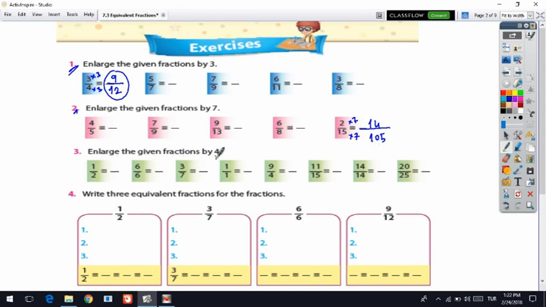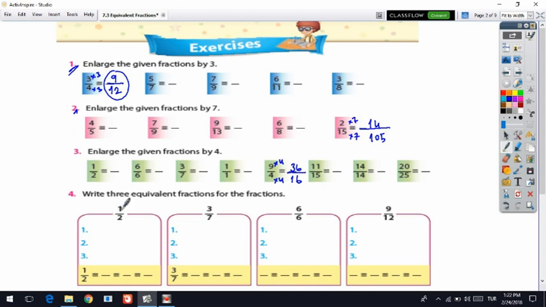Enlarge the given fractions by 4. For example, let's multiply by 4 here. 9 times 4 is 36 over 4 times 4, 60. Question 4 is a little bit different, but actually it's not hard. Write 3 equivalent fractions for the fraction. For example, we have the fraction 1/2. How can we write equivalent fractions?